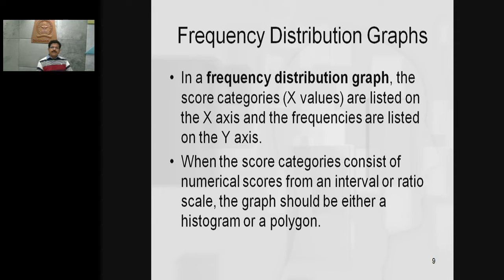Next we see frequency distribution graphs. In a frequency distribution graph, the score categories, X values, be careful, X values means values of the variable, are listed on the x-axis and the frequencies are listed on the y-axis. When the score categories consist of numerical scores from an interval or ratio scale, the graph should be either a histogram or polygon.